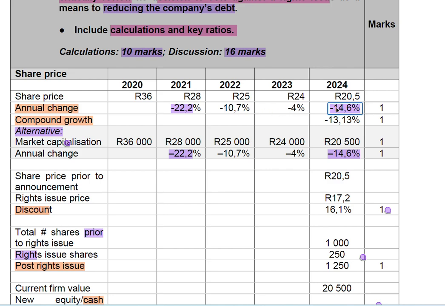It continuously dropped from 21 to 22 and 22 to 23, but with a declining trend. And then when we look at 2024, it declined by 14.6%, which makes sense because the company now is starting to have financial difficulties. They still had problems here, but now the problems are getting worse, so they're approaching the stage of 2021. Then, if you're looking at compound growth, it's 13.13.